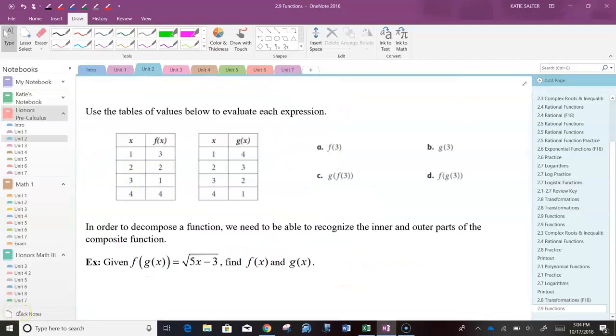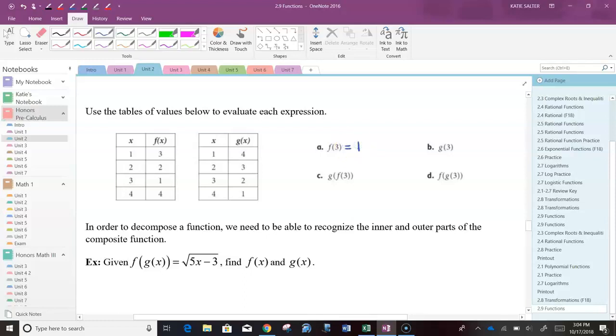Okay, so we've created new functions using the actual functions. Now let's do it using tables. We're going to start out pretty easy. What is f of 3? We go to the table of f of x, we look when x is 3, and we can see that y is 1. Therefore, f of 3 is equal to 1.